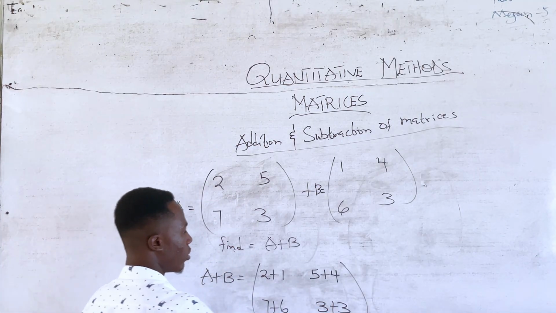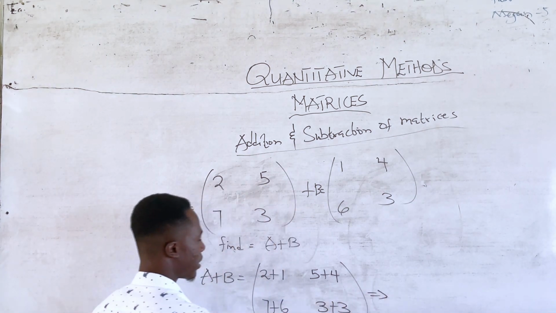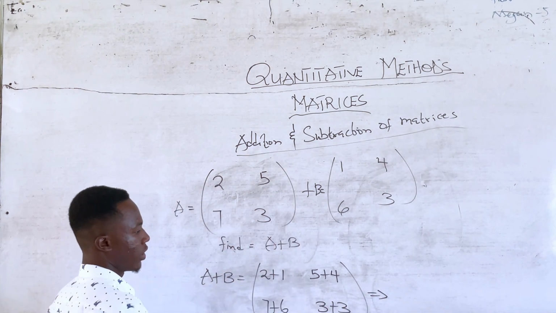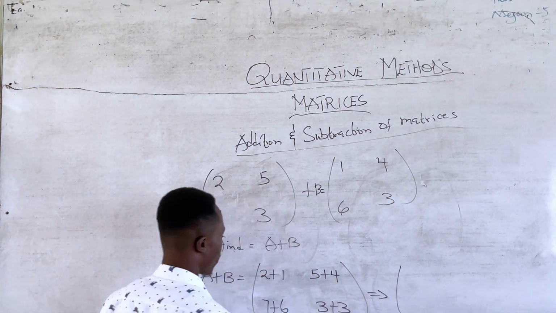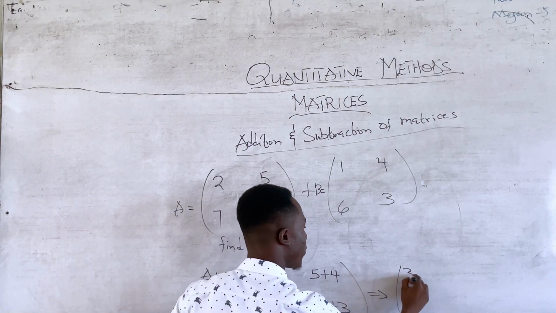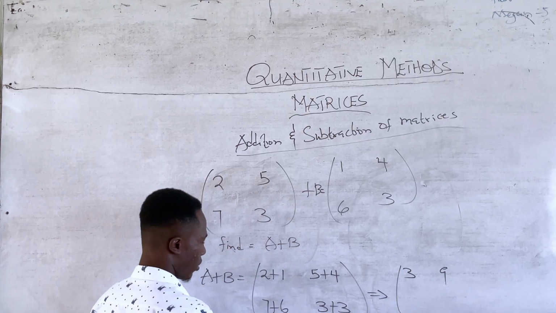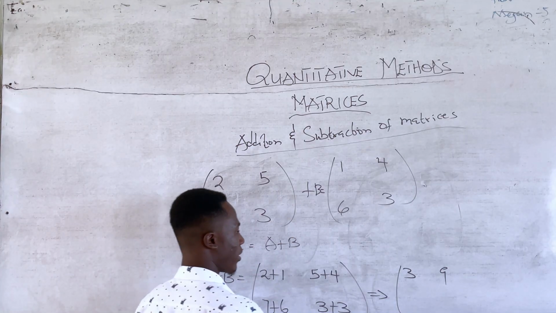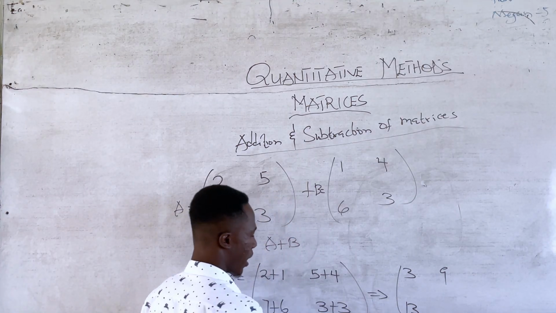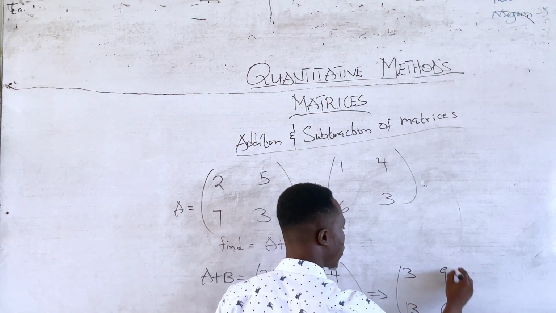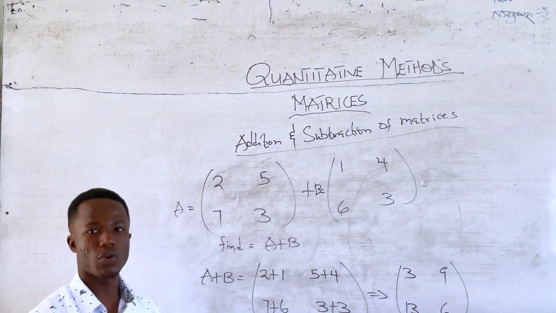So now you do your final calculations. It implies that this whole matrix is equal to 2 plus 1, which is 3. 5 plus 4 is 9. 7 plus 6 is 13. And 3 plus 3 is 6. Right. So this is your final answer.